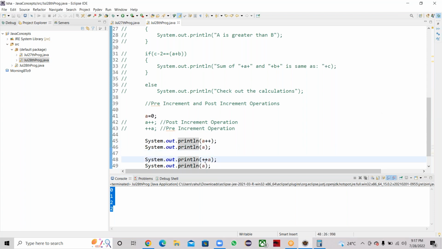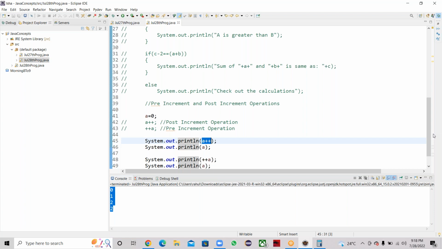Your voice is breaking, Rahul. Now is it clear, Haripriya? It is not so clear. Please explain again. Sure, sure. So what do you mean by post increment operation? Can you tell me, Haripriya? It's like A plus plus means A equal to A plus 1.